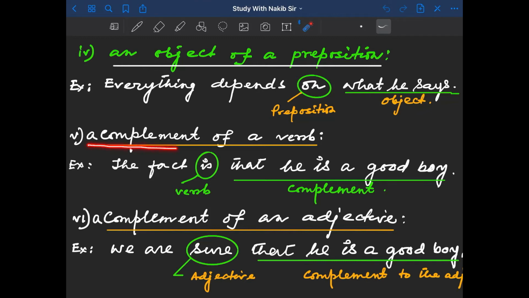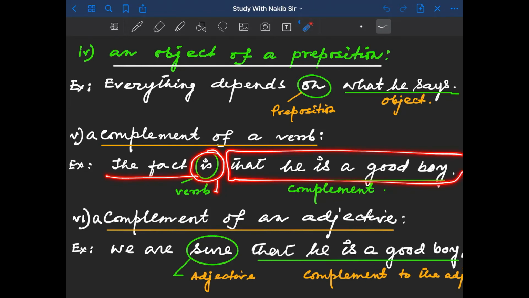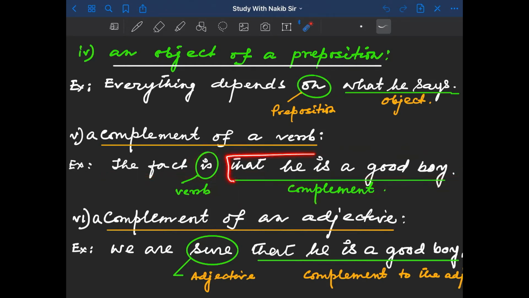Next one, a noun clause is used in a sentence as a complement of a verb. See the example. The fact is. So give the stop here and see. The fact is means the sense of is remains incomplete, and this part that he is a good boy is coming forward to complete the sense of this verb. For this, this part is called the complement to the verb is. As this is a complement to the verb is, this is a subordinate noun clause working here as a complement to the verb is. The fact is that he is a good boy.